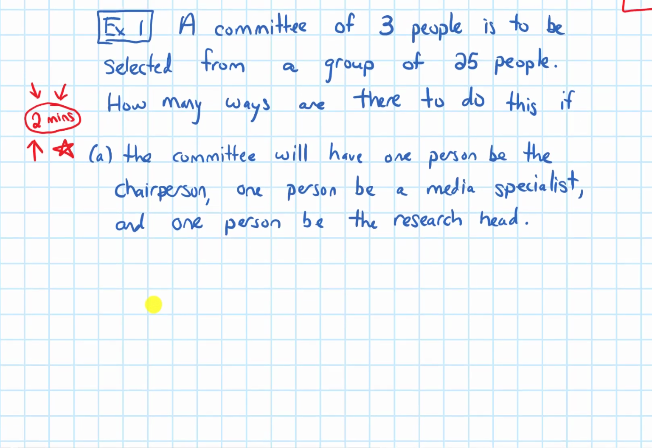Alrighty, so the first thing that I want to notice about this is, we're picking these 3 people to form this committee, and they're going to occupy these 3 roles. And these roles are different. So if we were to choose these people sort of one by one, the order that they're chosen in matters. For example, if I put the first person in the chairperson role and the second person in the media specialist role, the order in which they're picked is going to matter. And we saw in the last section that that corresponds to a permutation.